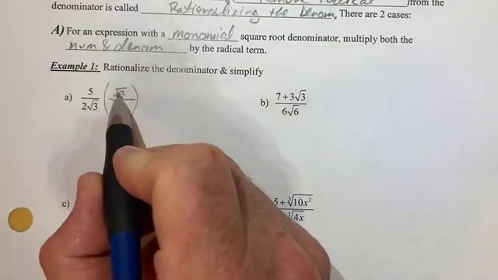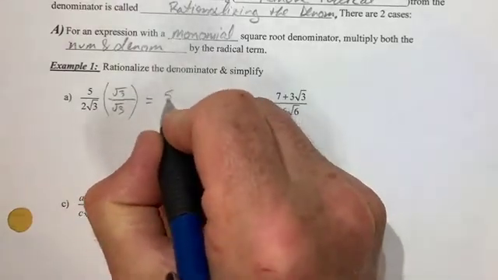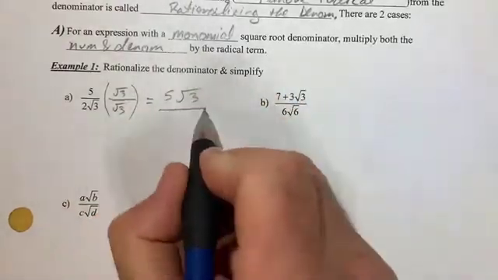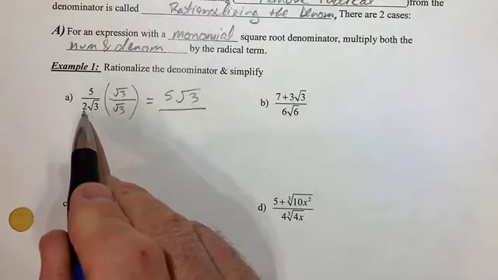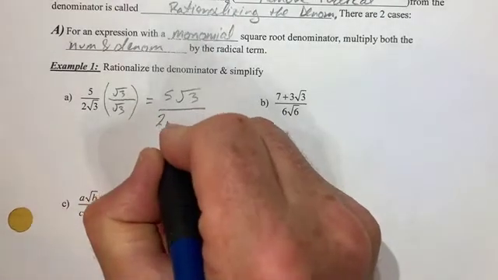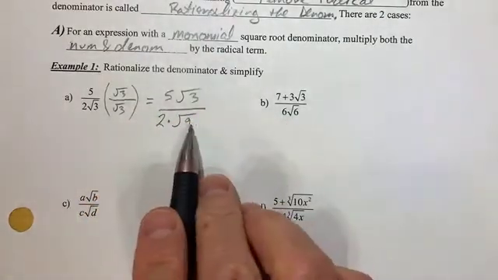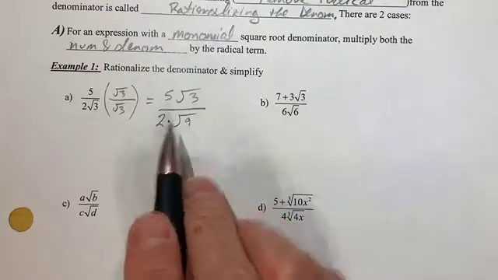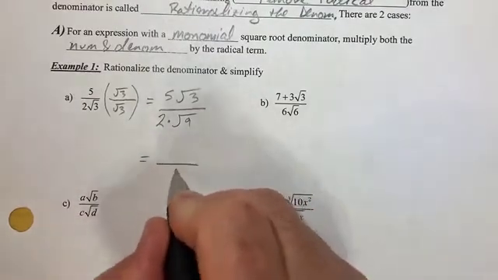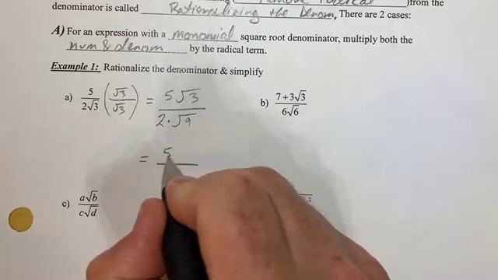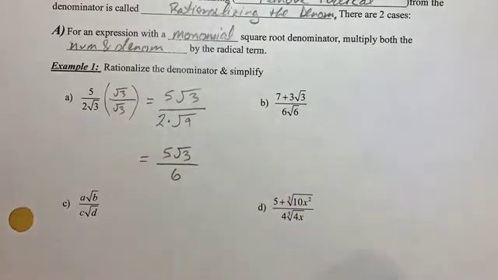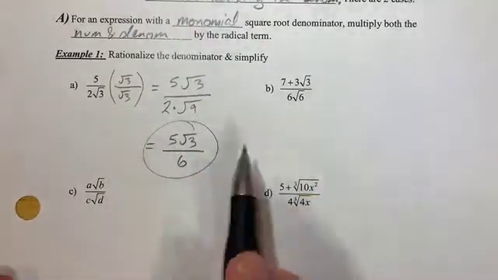Look what I get. 5 times the root of 3 is 5 root 3. On the bottom, I get 2 times root 3 times root 3. In other words, I get 2 times root 9. Now, the square root of 9 is 3, so this is like 2 times 3. The bottom just becomes 6, and the top is 5 root 3.